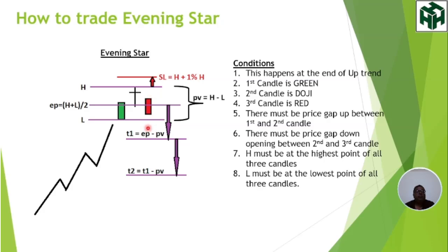So the points to be noted here are that after a green candle, whatever the doji is happening, there should be a significant gap between the closing of the first candle and opening of the second candle, and also there should be a gap between closing of the second candle and opening of the third candle. So there is a significant gap in opening in this scenario. Whenever this kind of pattern is generated, we can trade with the set rules.